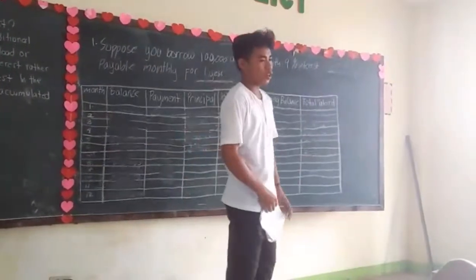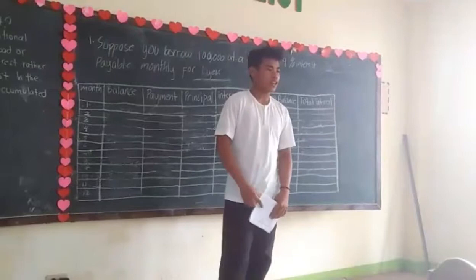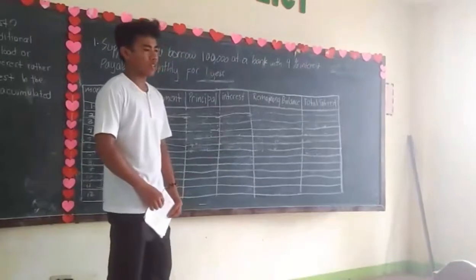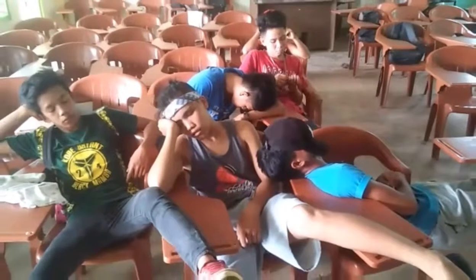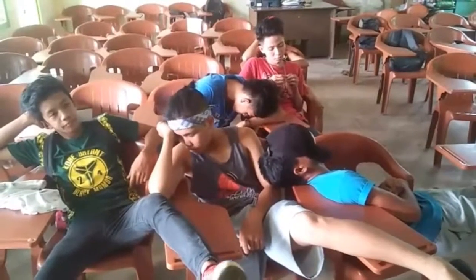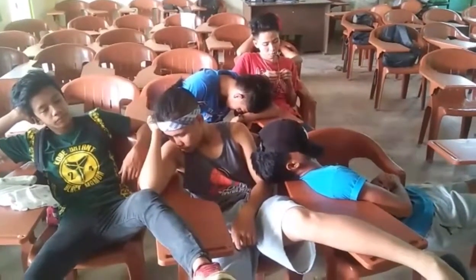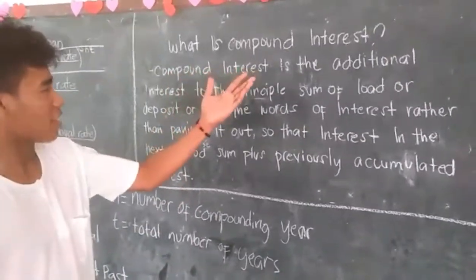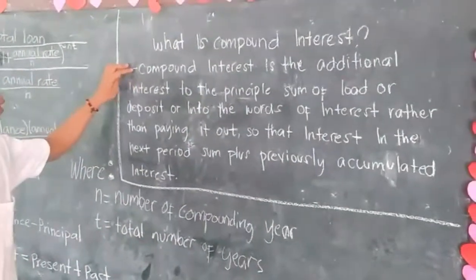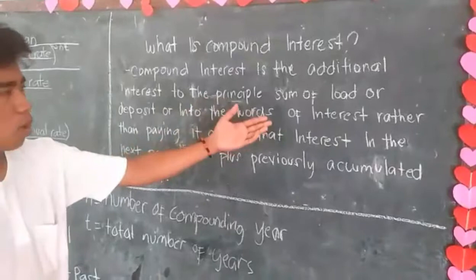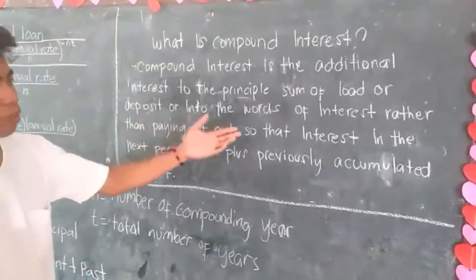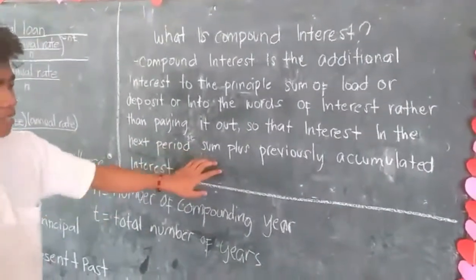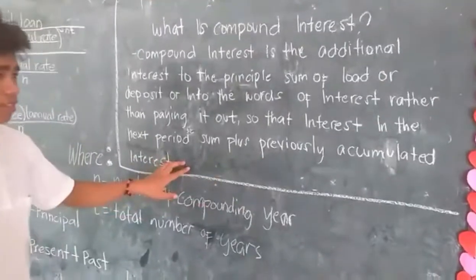Morning class, sir. Our lesson for today is compound interest. So when you hear the words compound interest, what comes to your mind? What is compound interest? Compound interest is the additional interest added to the principal sum of a loan or deposit, in other words, interest reinvested rather than paid out, so that interest in the next period is based on the principal sum plus previously accumulated interest.